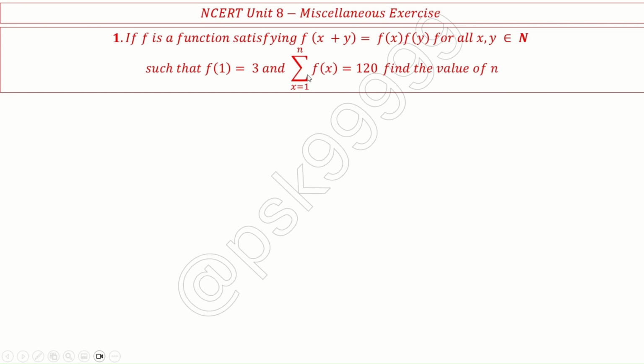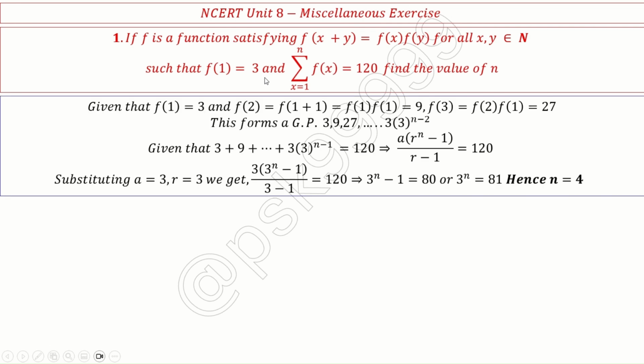Okay, once you know what is f of x, then this is straightforward, right? This is sum of f of x from 1 to n, so we can find out what is n. Okay, and it is given that f of 1 is 3. Okay, so it's simple. You need at least three or four terms to see what kind of series it is, right? What kind of order they are forming. Okay. Now f of 1 is 3. F of 2 is nothing but I can write it as f of 1 plus 1, which is nothing but f of 1 and f of 1. Okay, which is 9. F of 3 is f of 2 into f of 1, which is 27.